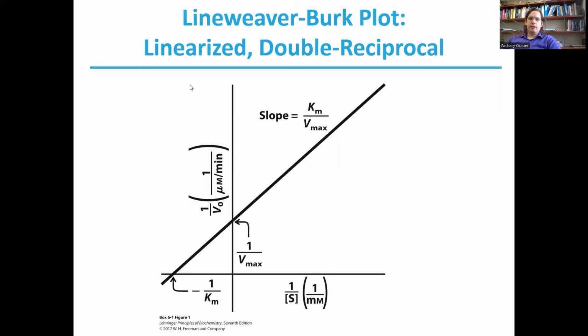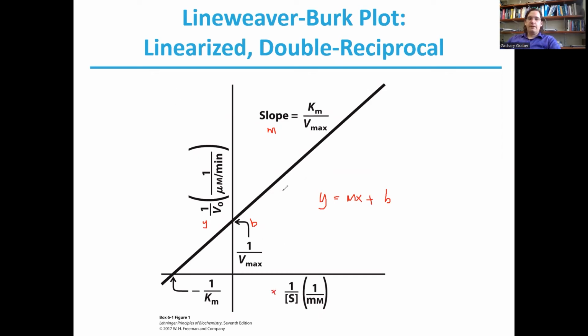So let's take a closer look at our double reciprocal plot. And this is also called a Lineweaver-Burk plot. So again, as I mentioned, we have our y = mx + b linear form for our equation, where our slope, our m, is Km over Vmax. Our intercept is 1 over Vmax. And of course, our y-axis is 1 over the initial rates. And our x-axis is 1 over the substrate concentrations.